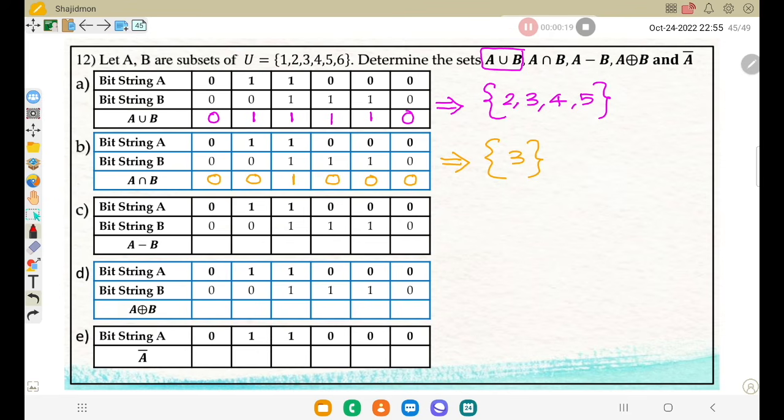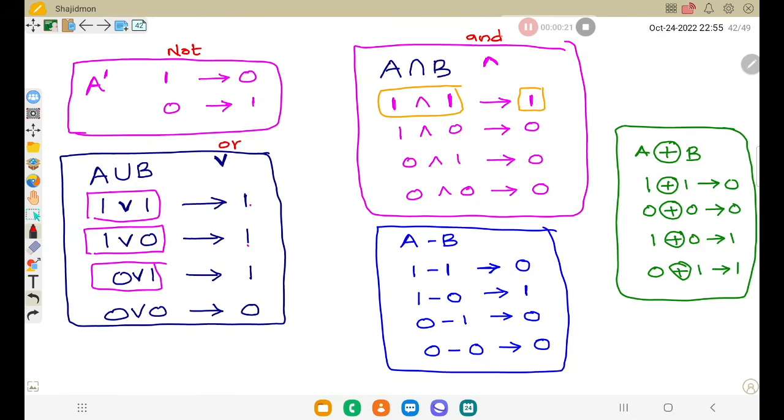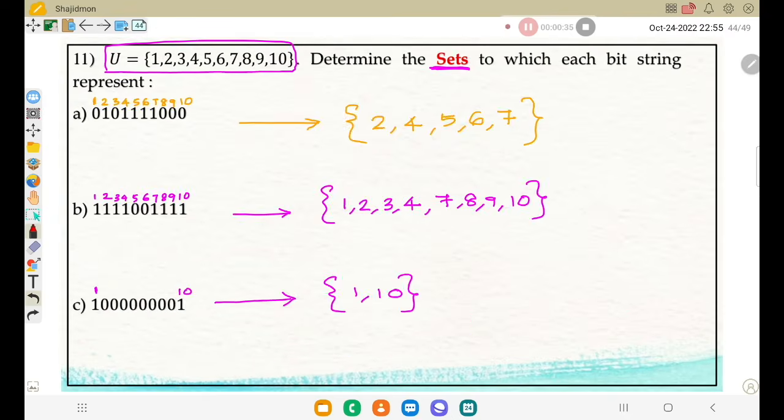Before coming to A minus B, let's see what the minus operation is here. For A minus B, 1 and 1 means 0. Just like subtraction, it is easy to understand: 1 minus 0 is 1, 0 minus 1 is 0, 0 minus 0 is 0. So we can go to this question now.